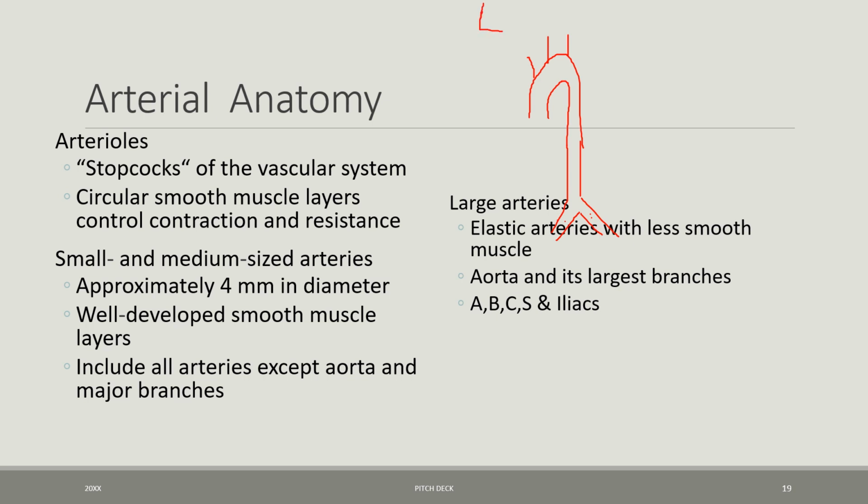So in our arterial system, we go from heart to large arteries. Then we go to our medium arteries, which are going to have slightly less tunica media than the large arteries, but will still have a significant amount. Then the medium branches off into the smalls, and then the smalls are going to have something called the arterioles, which are considered the stopcocks of this vascular system.